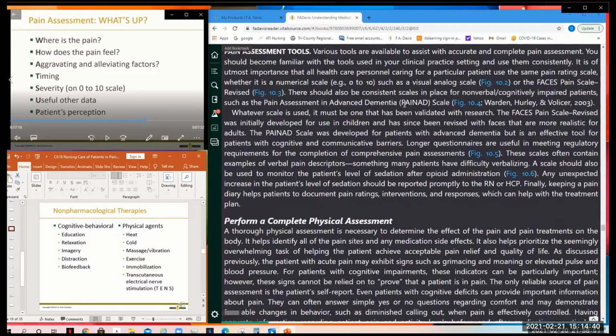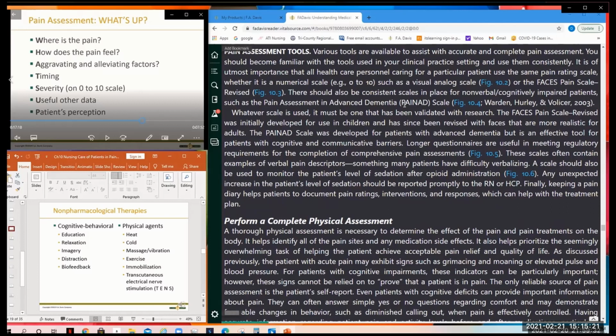Pain assessment tools. Various tools are available to assist with accurate and complete pain assessment. You should become familiar with the tools used in your clinical practice setting and use them consistently. It is of utmost importance that all healthcare personnel caring for a particular patient use the same pain rating scale, whether it is a numerical scale, for example, 0 to 10, such as a visual analog scale, or the FACES pain scale, revised, Figure 10.3.